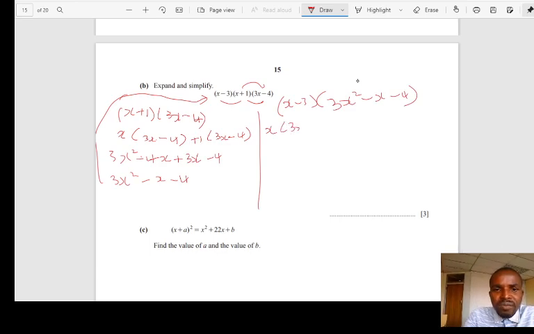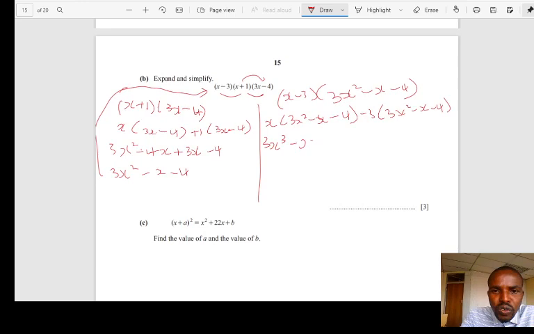The same rule applies. 3x squared minus x minus 4, then minus 3 times 3x squared minus x minus 4. Then what do you get here? 3x cubed minus x squared. This one is x squared, then minus 4x minus 9x squared plus 3x plus 12. Then simplify.